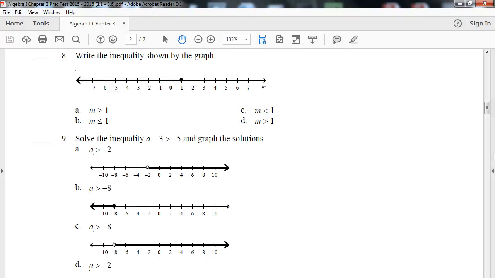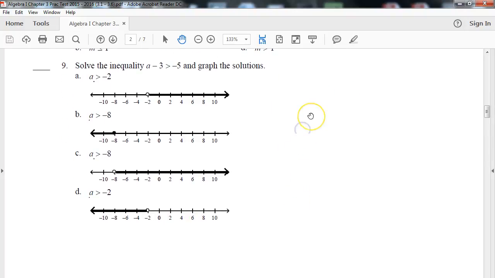Number 9 says to solve the inequality and graph the solutions. So we have a minus 3 is greater than negative 5. And we would add 3 to both sides. That cancels here, and a is greater than negative 2. All right, so that is A and D. And which one of these is graphed correctly? Both have an open dot, which is good because we do not have an inclusion symbol here, the or equal to bar. It is greater than, which means to the right, so that will be A.